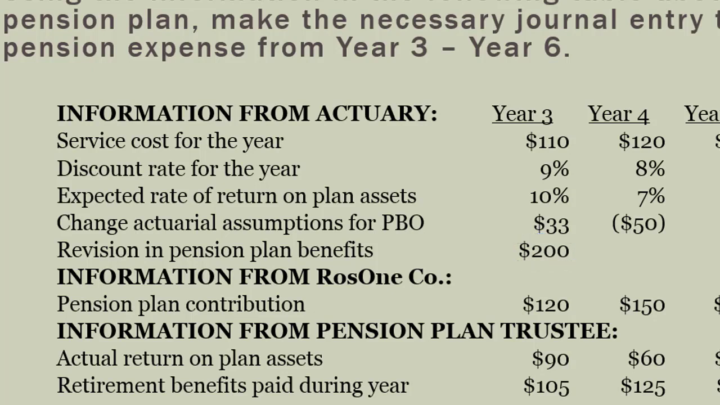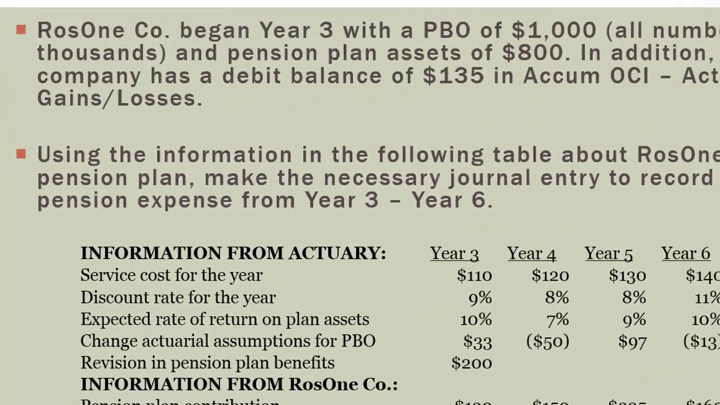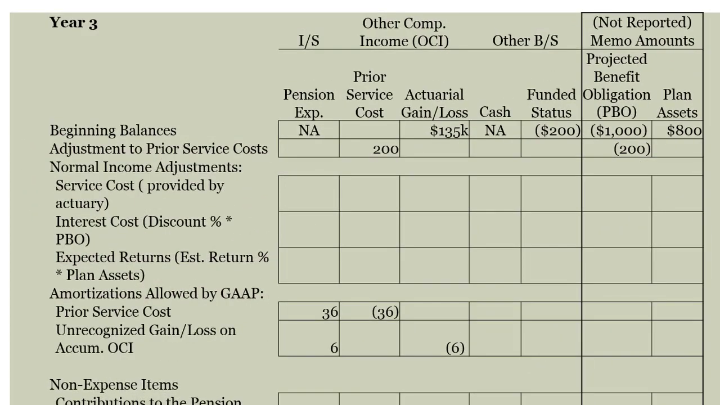In addition, ROS 1 has told us that they have contributed $120. The trustee that is investing the plan assets says that they made an actual return of $90 and they paid out benefits of $105,000. So with all that information, we are ready to jump into our worksheet. So I'm going to start right where we left off last time. You can see all of these numbers match what we did before. There's the beginning balances. There's the $200,000 that we added in, and there's our $36,000 amortized away of prior service cost and the $6,000 that we amortized away because of corridor smoothing.